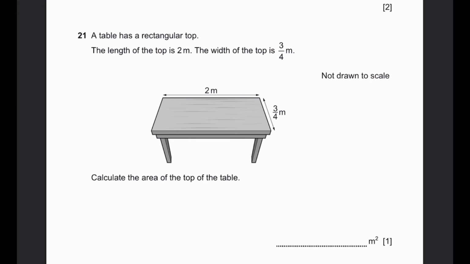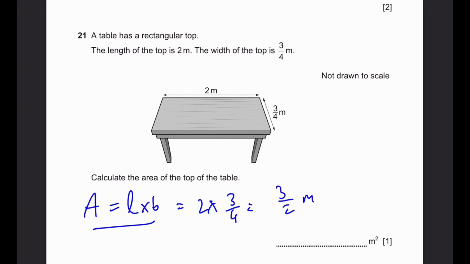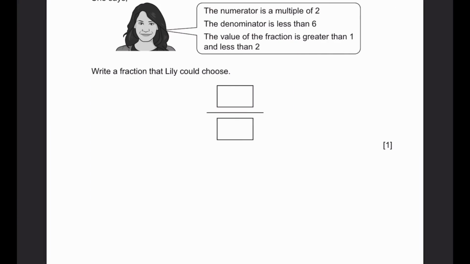Question 21. A table has a rectangular top. The length of the top is 2 meters. The width of the top is 3 by 4 meters. Calculate the area of the top of the table. The area of the top is of course going to be the area of the rectangle. And the area of a rectangle is written as A equals length times breadth. So that's going to be equal to 2 times 3 by 4, which is 3 by 2 meters squared. That's our answer. Let's go to question 22.